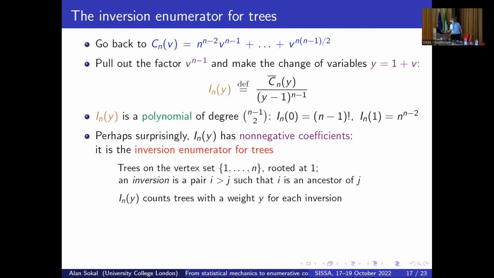And an inversion is a pair i greater than j, such that i is an ancestor of j, right? It's kind of out of order, right? It's an ancestor, but it's higher numbered. That's an inversion. And I_n(y) counts these trees with a weight y for each inversion. The proof of that is not difficult. It's a kind of interesting combinatorial argument that has to do with partitionability of complexes.